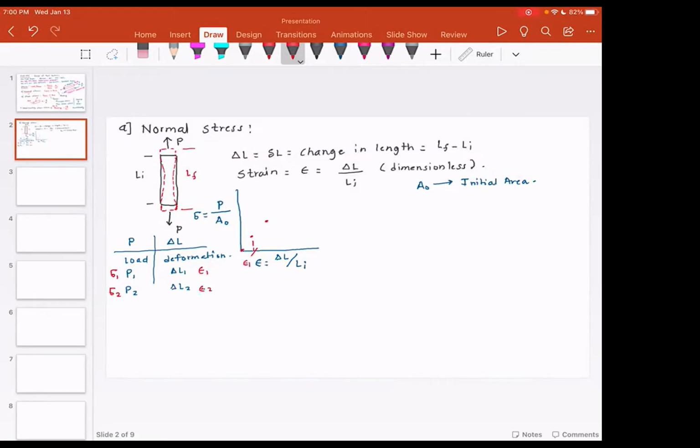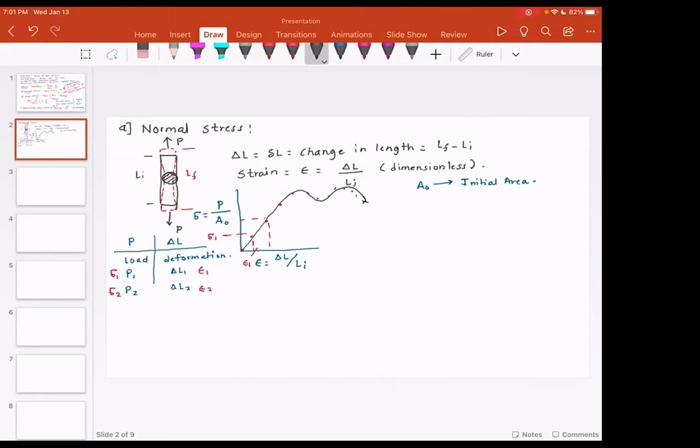So if this is epsilon 1, this is going to be sigma 1, then same thing at epsilon 2, sigma 2, and then I start plotting these points, and I observe that these points show an interesting pattern. This is for the mild steel. So initially, the area that I'm referring to is the initial cross-section area. Because please understand that as you apply the load, that cross-sectional area decreases. So I'm not looking at the instantaneous area, but I'm looking at the initial cross-sectional area.